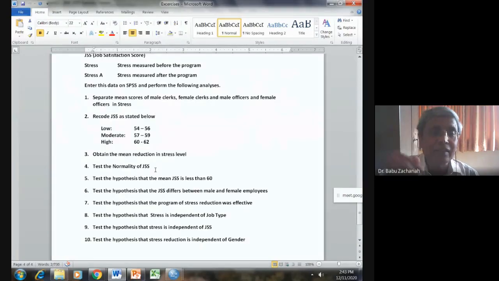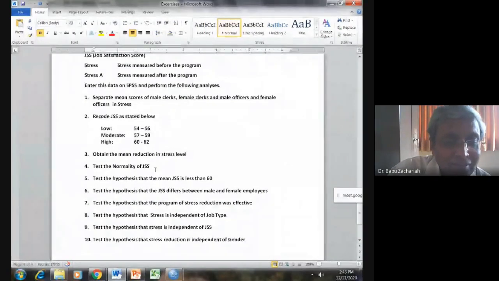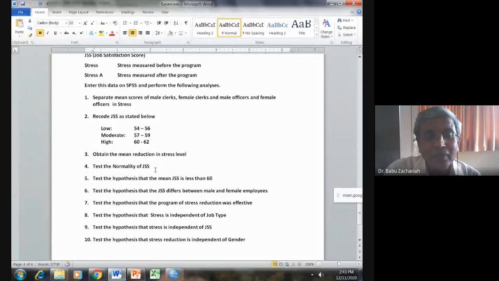Recode JSS as stated below. That is, low grade 54 to 56, moderate 57 to 59, high 60 to 62. Why this is done in this exercise is we have another intention. Later on, when we want to do chi-square test, too many values cannot be entertained. So JSS we are classifying into 3 categories. So only 3 classes will be present so that we can perform chi-square later. That's the intention. Also, we will learn how recoding can be done once again.